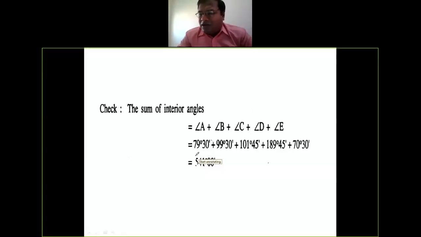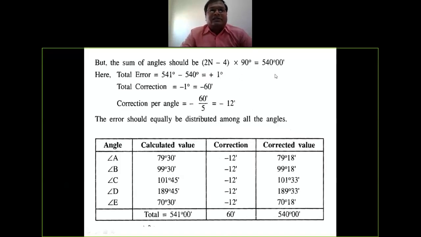ये एक 0.5 और 1 डिग्री का एरर होता है. तो अगर इस तरह का एरर वाला एग्जांपल आया तो आपको क्या करना है? What you have to do? You have to simply do this calculation. You can see sum of the angles 540 आना चाहिए, पर आपका आ रहा है 541. मतलब आपका एरर कितना है? What is your error? 1 degree error. You can see 541 minus 540, you are getting 1 degree plus error.